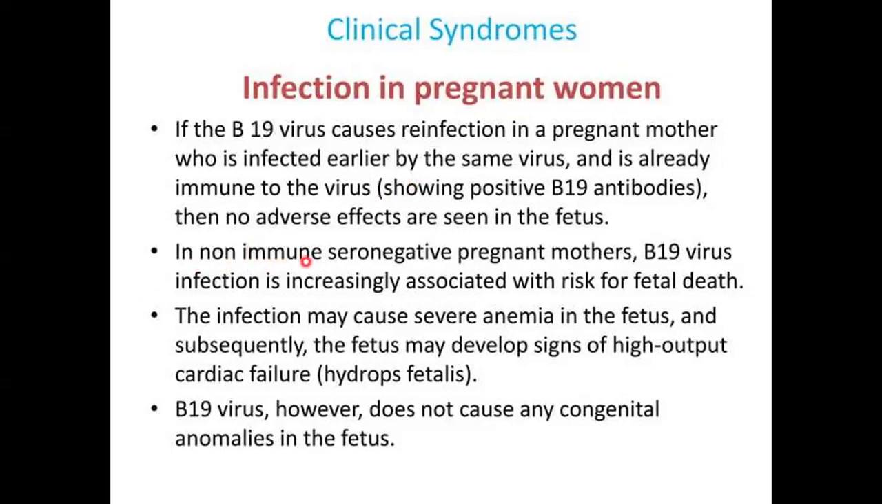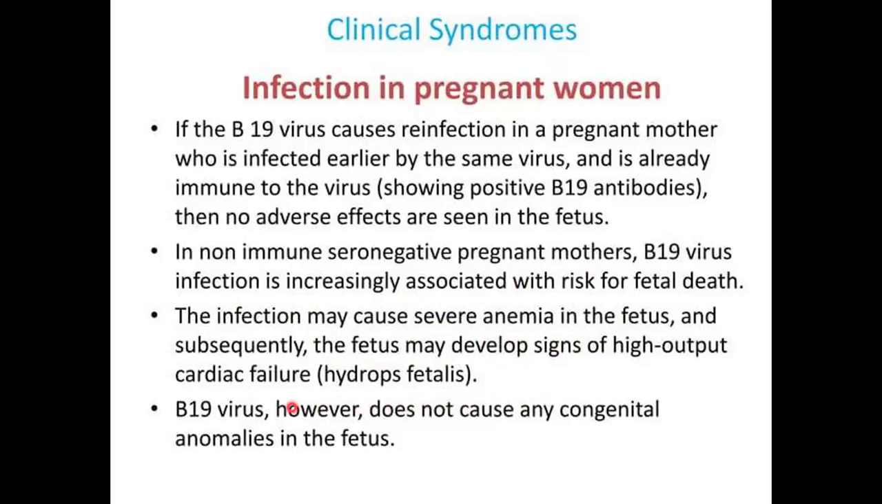But in non-immune seronegative pregnant mothers, so these are pregnant mothers that are non-immune, they did not get it at first, B19 virus infection is associated with an increased risk of fetal death. So if you're just a normal mother who has never had the B19 virus, you're most likely to get hydrops fetalis. The infection may cause severe anemia in the fetus, and subsequently, the fetus may develop signs of high output cardiac failure or hydrops fetalis. B19 virus, however, does not cause any congenital anomalies in the fetus.